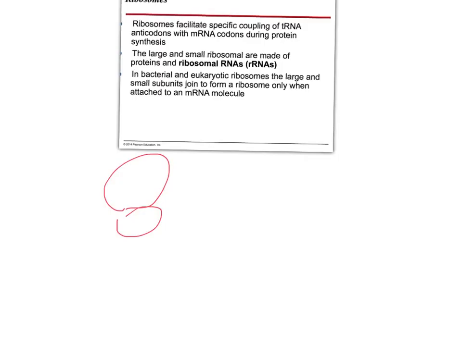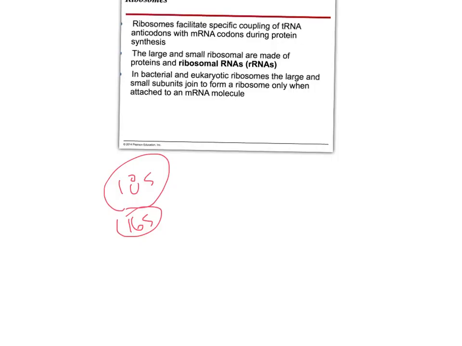One is what we call 18S, and one is what we call 16S. 18S and 16S are sedimentary units. One is bigger, therefore it sediments when you centrifuge it in a solution to a certain part, and the 16S subunit sediments to another part. That's all. That's how they determine the two subunits of the ribosome.